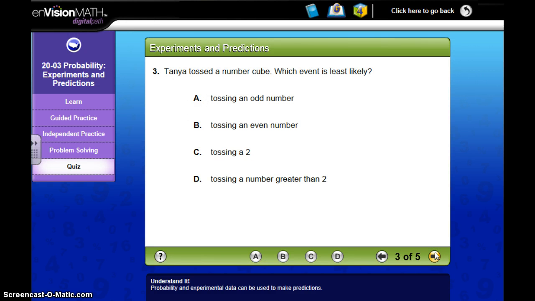So Tanya tossed a number cube, like a dice. What event is least likely? Alexis. Which of these events is least likely? Tossing an odd number, tossing an even number, tossing a 2, or tossing a number greater than 2? Alexis, which one is least likely?